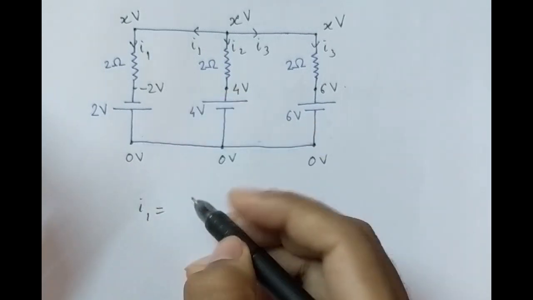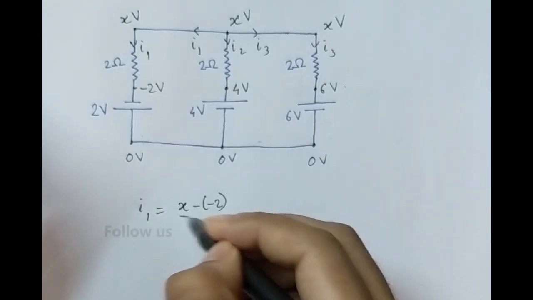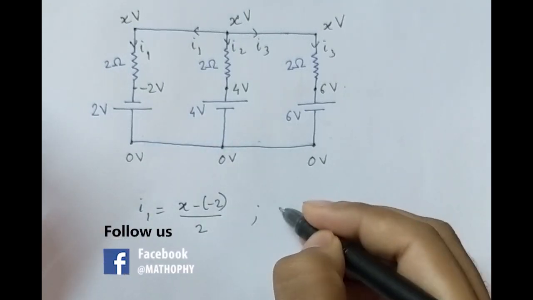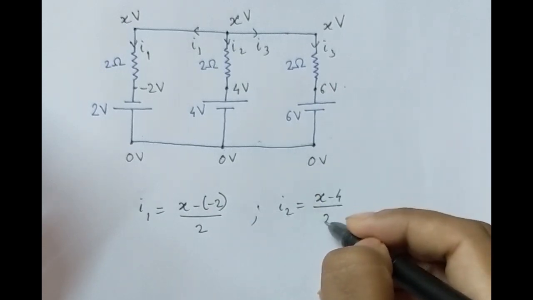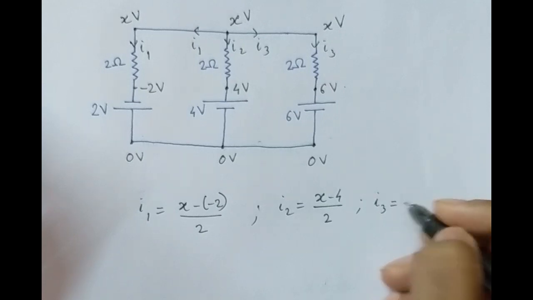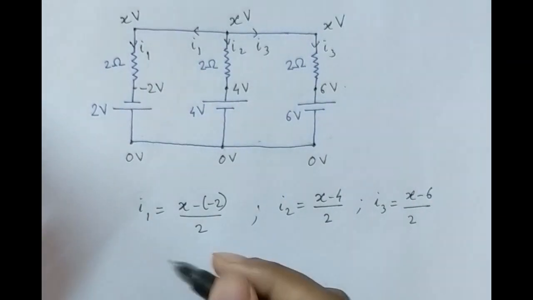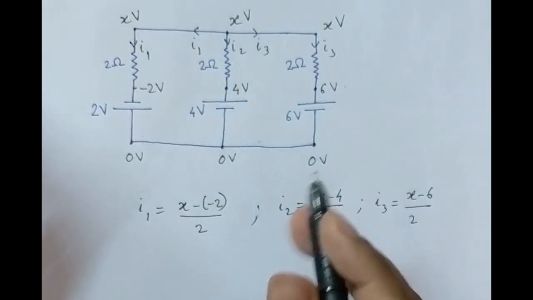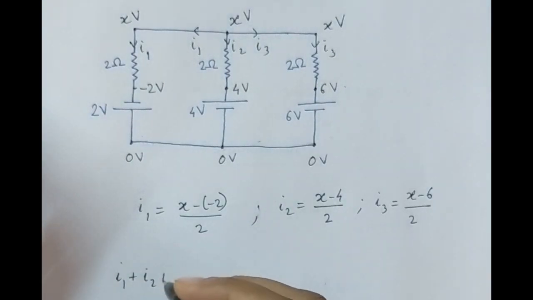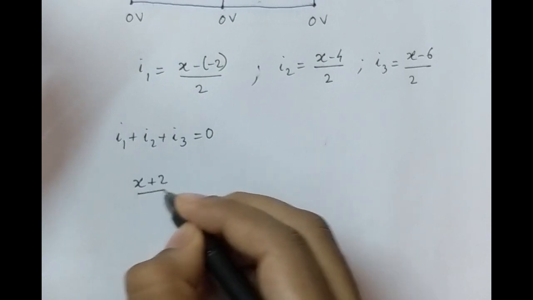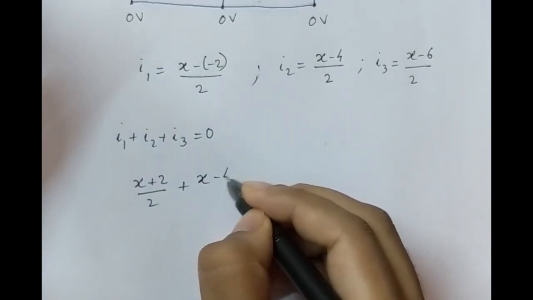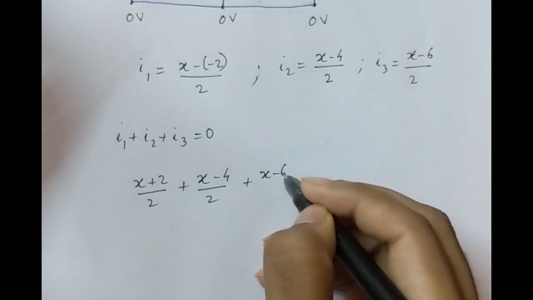So I1 is equal to x minus of minus 2 divided by the resistance 2. I2 is equal to x minus 4 divided by the resistance 2. And I3 is equal to x minus 6 divided by the resistance 2. Now I apply Kirchhoff's first law at this junction again, and I know I1 plus I2 plus I3 should be equal to 0. Put these values in. X of minus 2 means x plus 2 divided by 2 plus x minus 4 divided by 2 plus x minus 6 divided by 2.